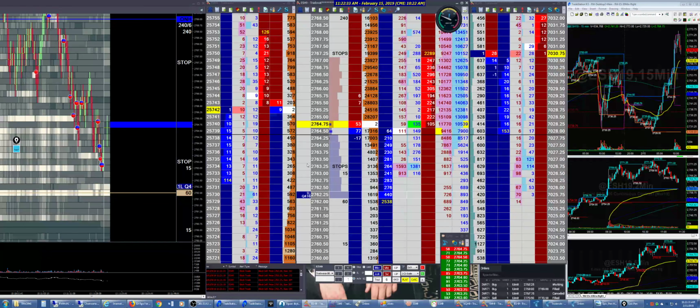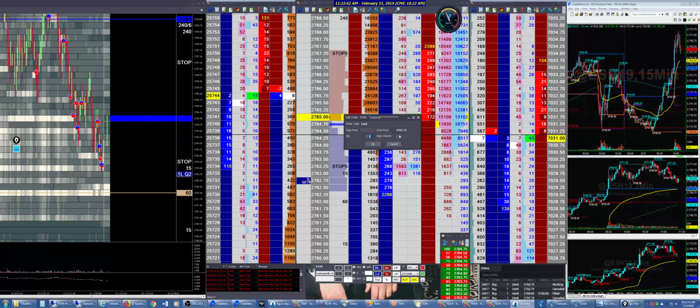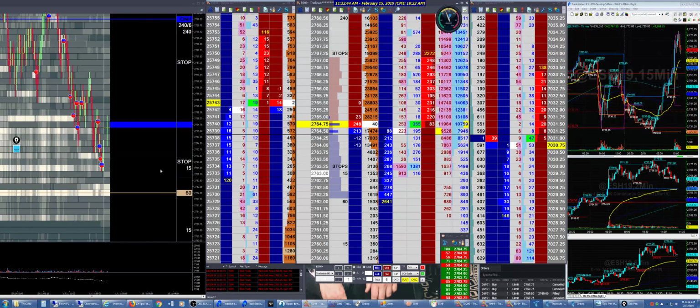But anyway, this is just the order column. I can just click and drag. I can move the orders around if I want to. I can right-click to cancel the order. If I left-click it, I can change the quantity. I can change the stop volume, that sort of stuff. Okay, so there's that.